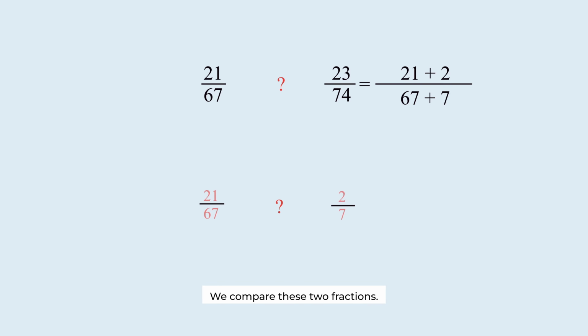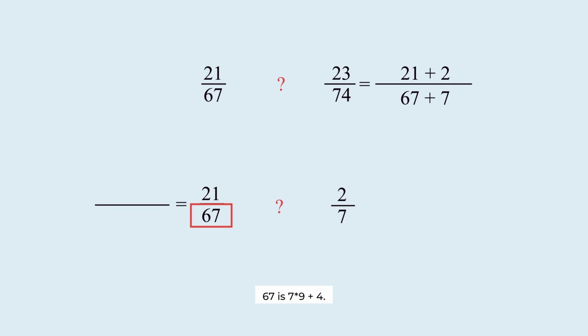We compare these two fractions, but it's still unclear which one is larger. In such cases, we repeat the splitting process. Split this fraction. 67 is 7 times 9 plus 4. 21 is 2 times 9 plus 3.